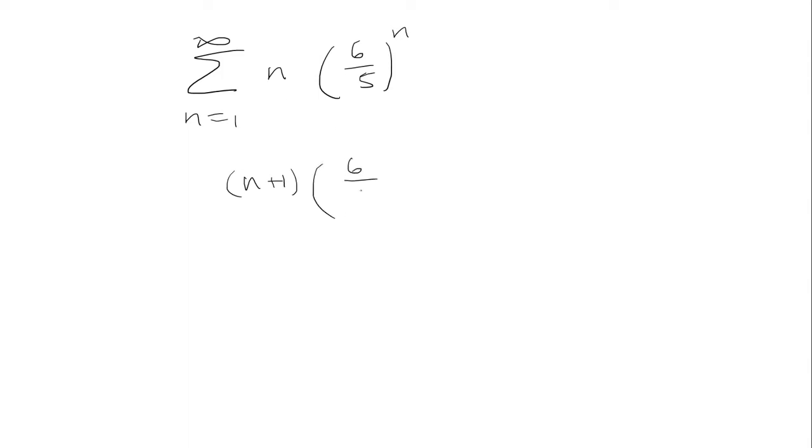Okay, now let's look at the next example. We have the sum from n equals 1 to infinity of n times 6/5 to the n. So again, we're going to use the ratio test. So we're going to look at the n plus first term. So for every n, we're going to plug in n plus 1. And then we're going to divide that by the nth term.